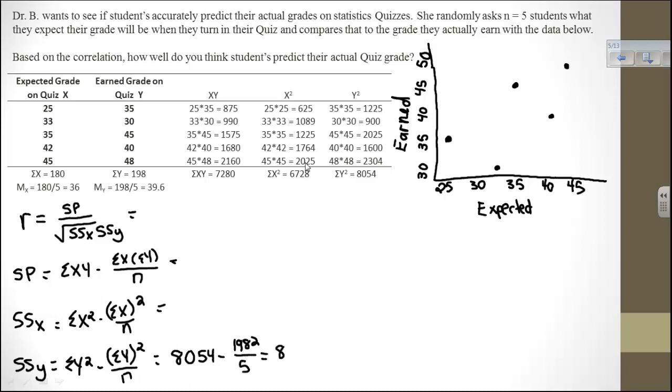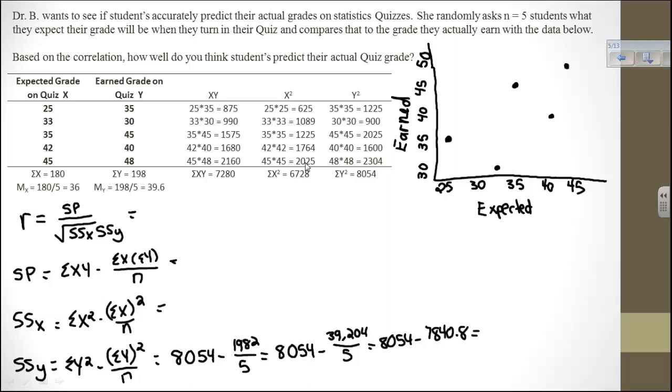This becomes 8,054 minus, well, 198 squared gives you 39,204. And we're going to divide that by 5. 8,054 minus, well, 39,204 divided by 5 gives you 7,840.8.